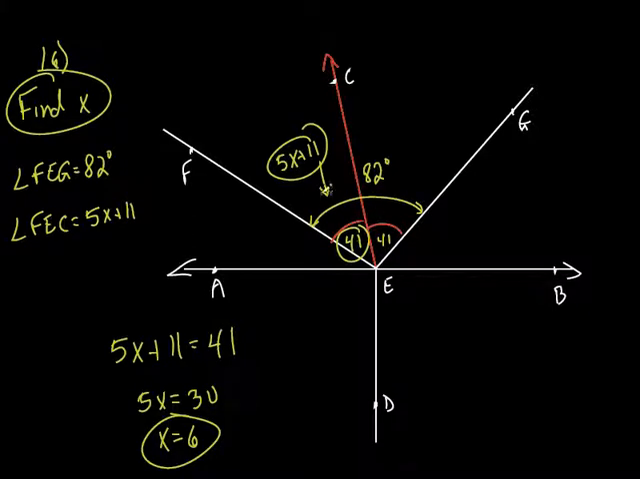So the whole thing was 82. So that's what I did. I marked it, didn't I? Put an arc there, stuck 82 right there. As soon as I saw that was 82, I knew that this has got to be 41, and this has got to be 41. They told you this was equal to 5x plus 11. You set them equal to each other. Bang, x is 6. We good?